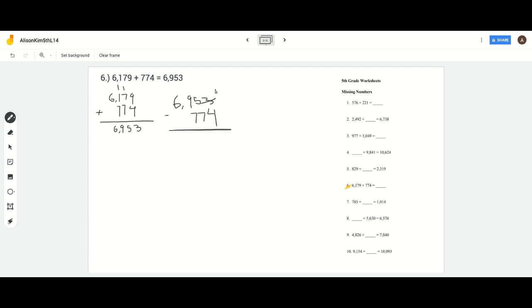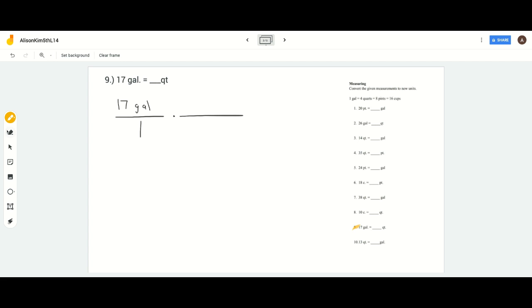So we get 13 right here, and so we get 9 right here, and then this one turns to 4. Now we need to borrow from the 9, and this becomes a 14, and this becomes an 8. Then 14 minus 7 is 7, 8 minus 7 is 1, and it's 6,179, which is the same as this number right there. So your correct answer will be 6,953 for number 6.